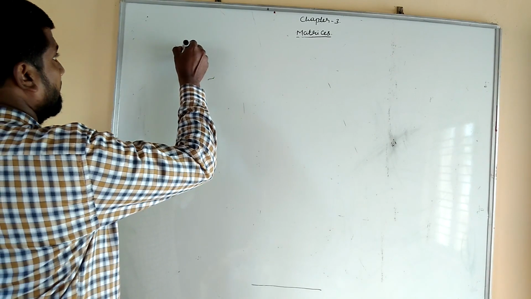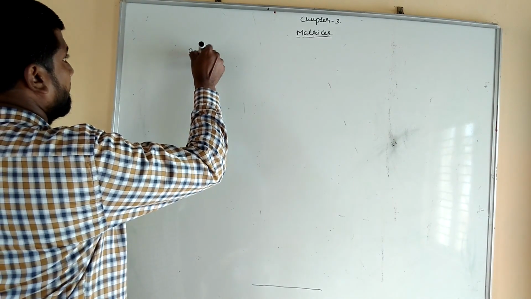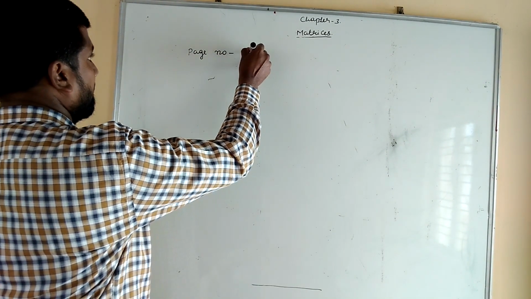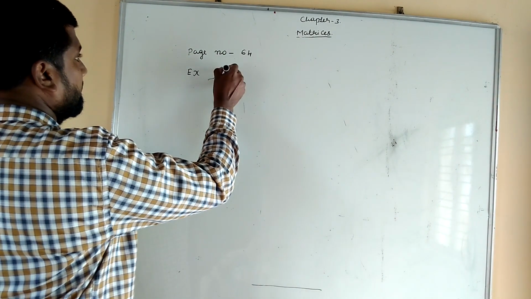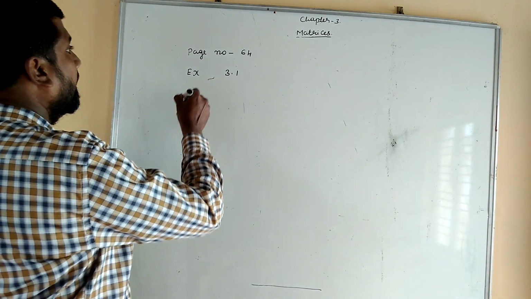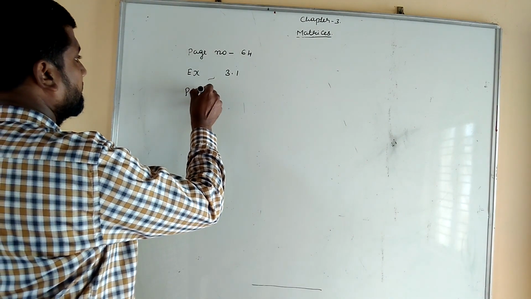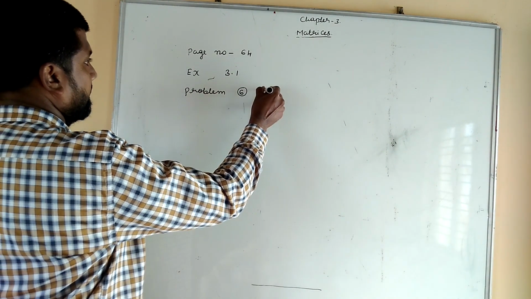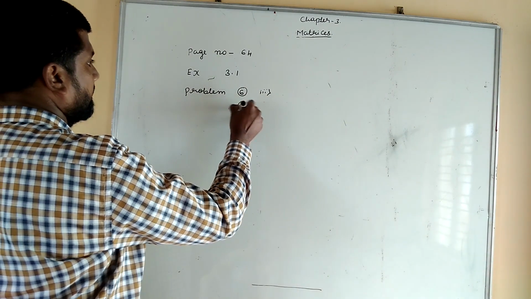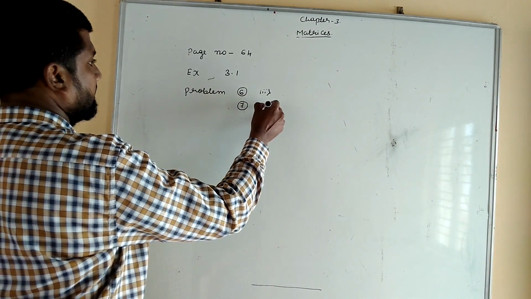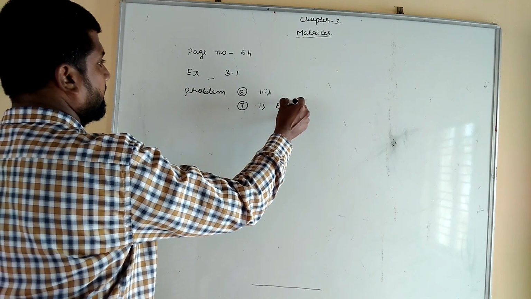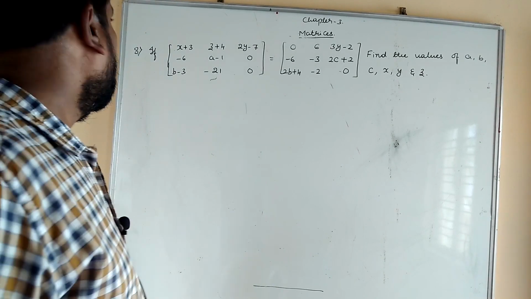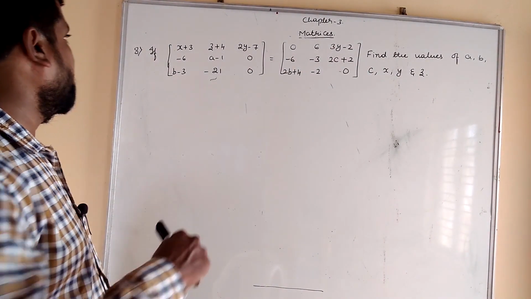On page number 64, exercise number 3.1, problem number 6, the third one, then the 7th one, first and the second. These are the questions for assignment. So let us go for the next problem, the 8th one.